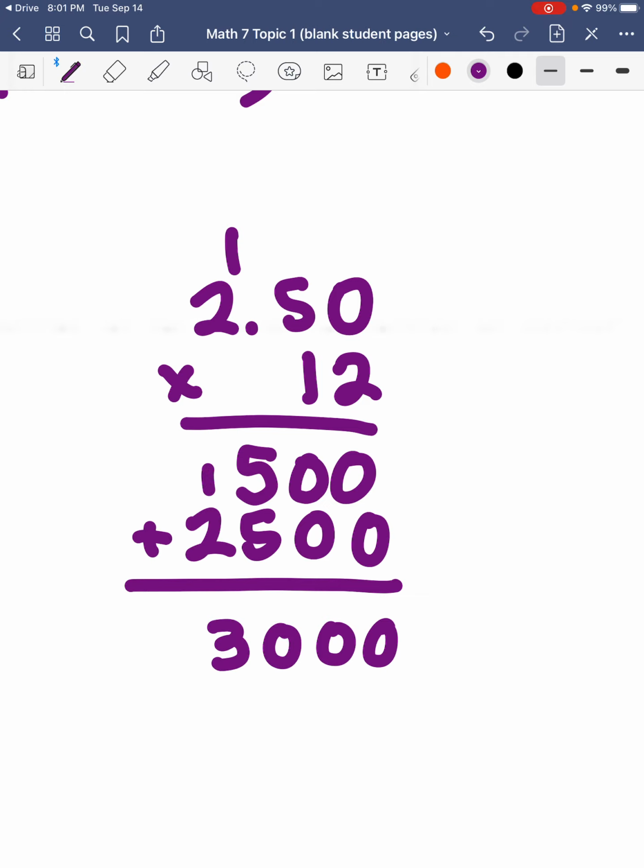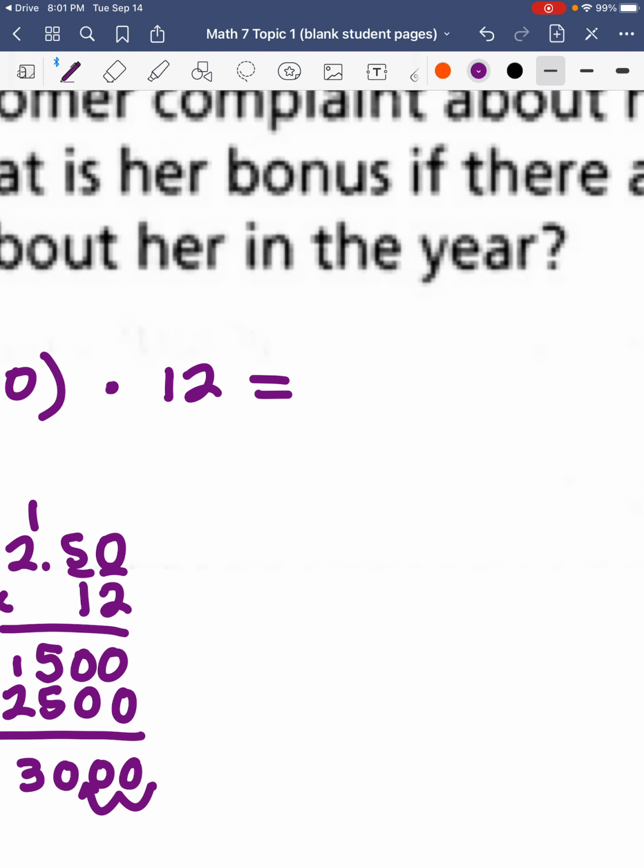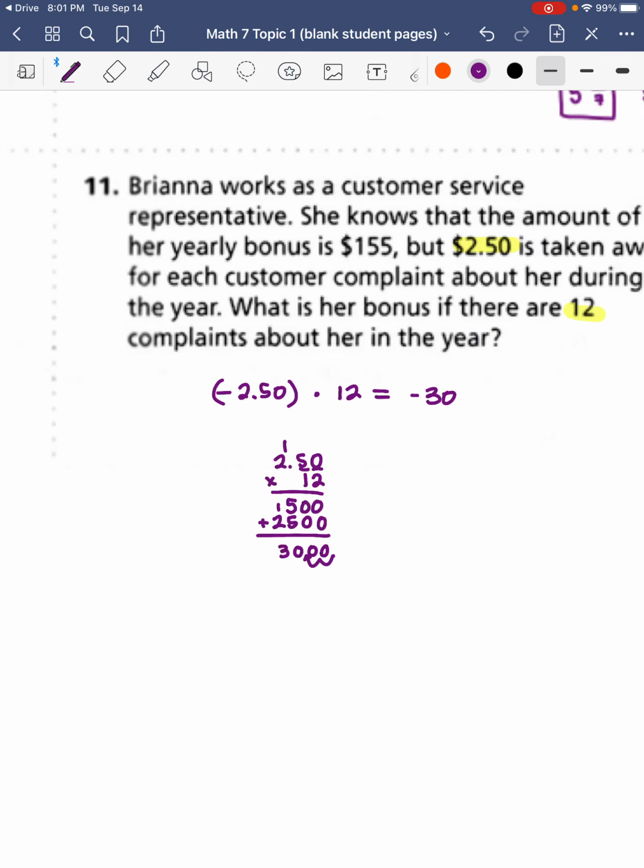Now there are 2 decimal places. So I know that my decimal needs to move 2 places over. So $30 is how much is taken away. So our answer here is negative 30.